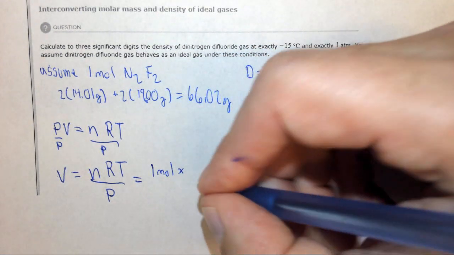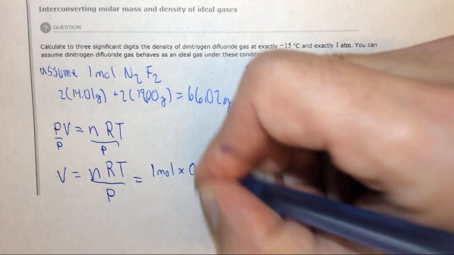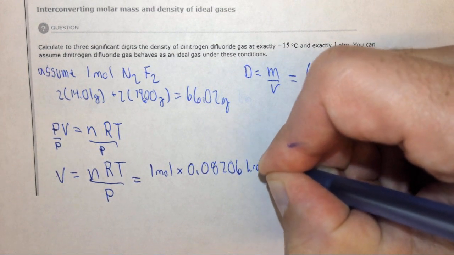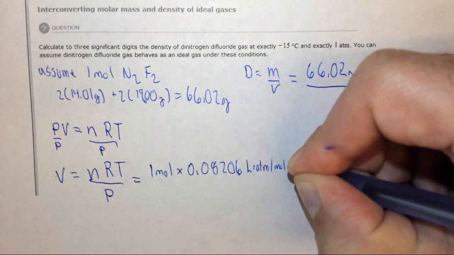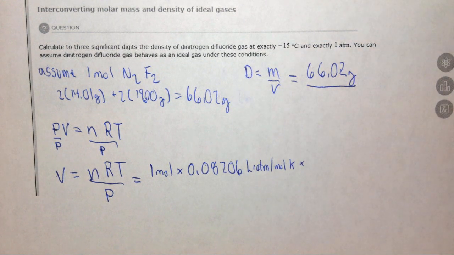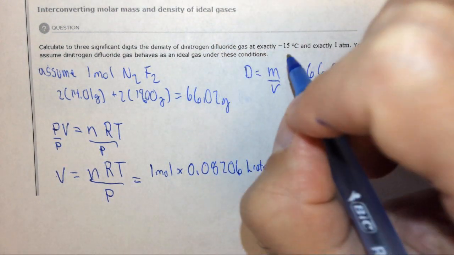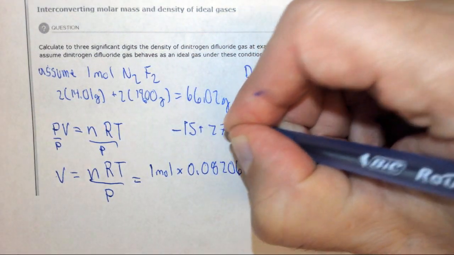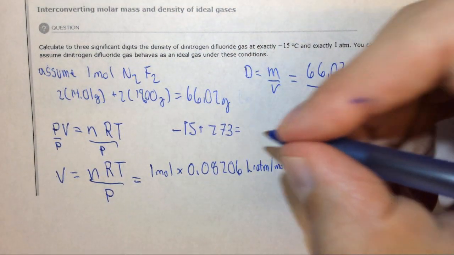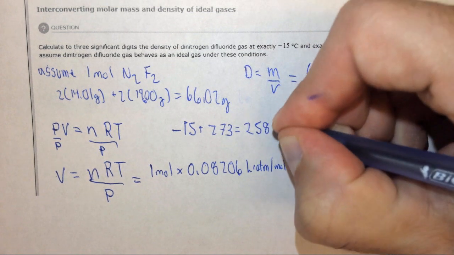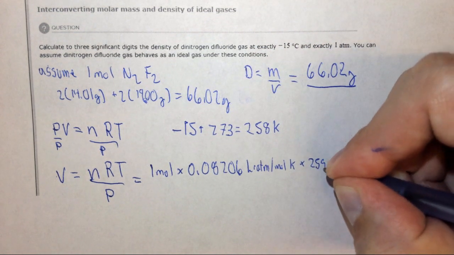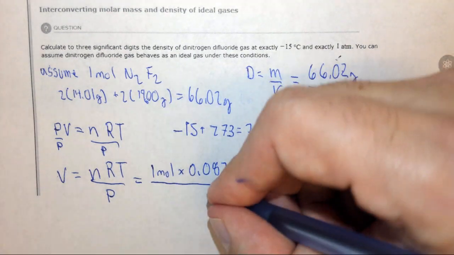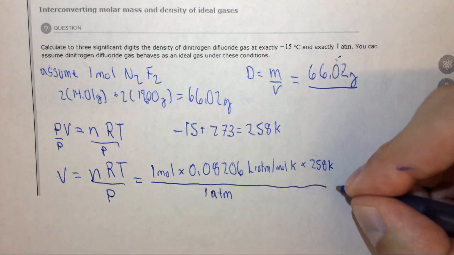Okay, R is the ideal gas law constant, 0.08206, and that's liter atmospheres per mole Kelvin, times the temperature in Kelvin. Well, we're given the temperature in Celsius, so we have to take the minus 15 and add to it 273. And what we end up with is 258 K. So we can plug that in, 258 K, divided by the pressure, which is exactly 1 atmosphere. So we plug in our 1 atmosphere.